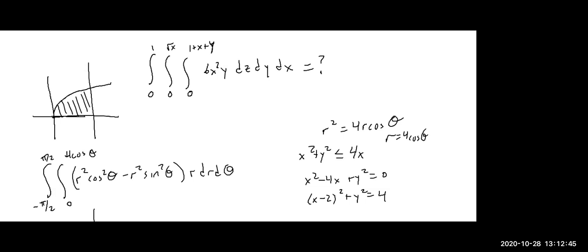So I just want to be clear. First, you converted that 4x into 4r cosine theta divided by r, which is equal to 4 cosine theta. But then you also solved the equation of the circle to find your theta bounds, correct? No, I found my theta bounds just by looking at my picture and seeing to map that circle, I could start at minus pi over 2 and then go to pi over 2. Got it.